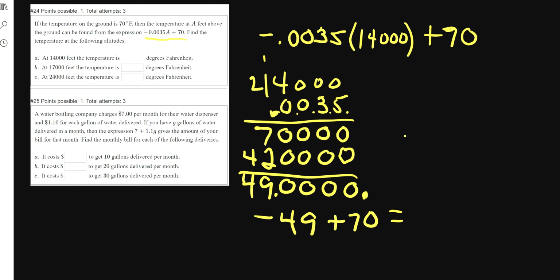This is negative 49, because this was negative 0.0035. So you've got 70 minus 49. When you do that subtraction, you get 21. So the answer to A is 21.